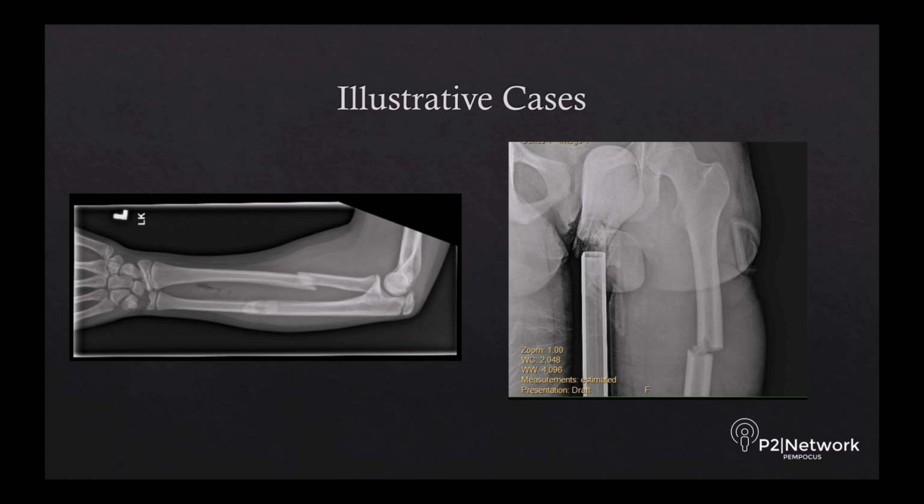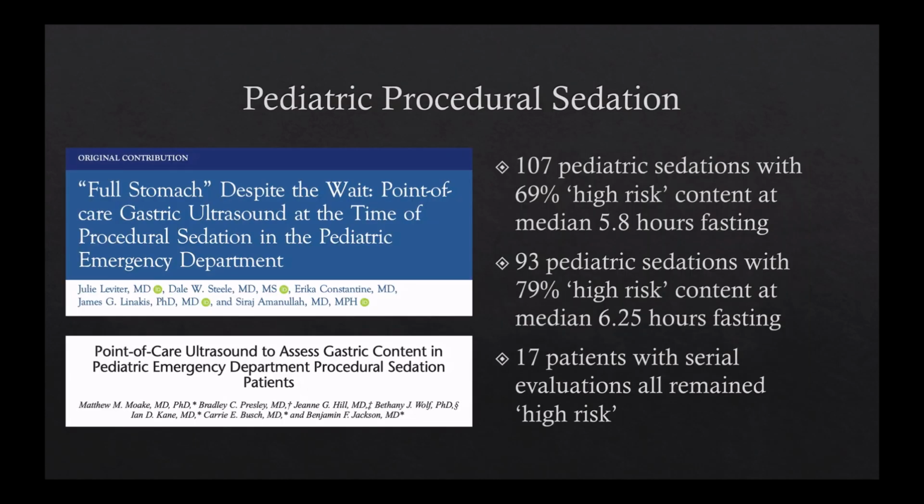The 8-year-old brother, on the other hand, is not so lucky, and he suffers a transverse fracture of the mid-femur and is going to require operative repair. Our 6-year-old female with the both bone forearm fracture is likely going to undergo a pediatric procedural sedation there in the emergency department. In this context, both Dr. Leviter and I have looked at the gastric content of these pediatric patients, and despite these studies being done at very different centers, had very similar results.